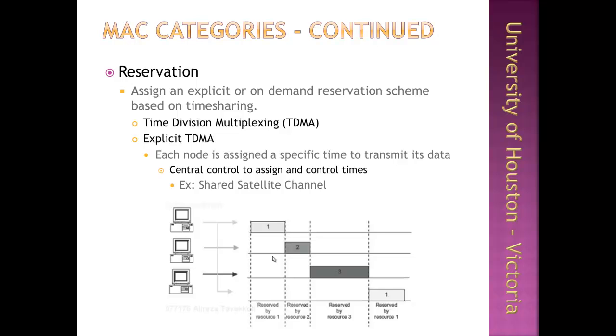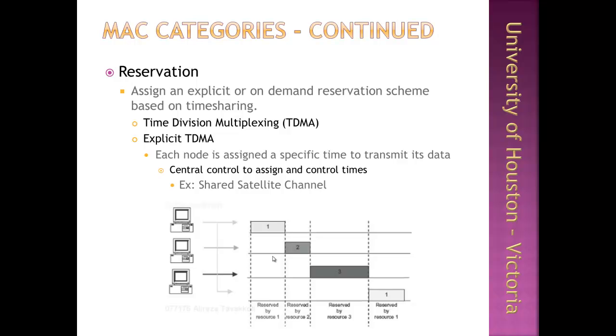In an explicit scheme, each node is assigned reserved time slots to transmit data. Time slots can also be reserved on an on-demand basis for extended or indefinite time periods. A node that has been allocated a particular time slot is allowed to transmit its data during that allotted time only, and not any other time slot. Therefore, a central control is needed to manage time slot allotment or assignments to prevent multiple nodes from transmitting at the same time. A shared satellite channel is an example of this scheme.